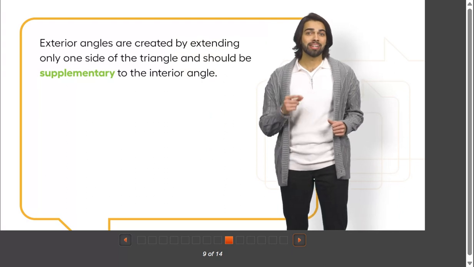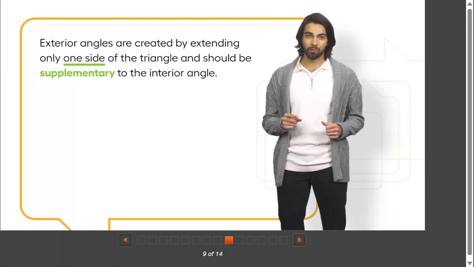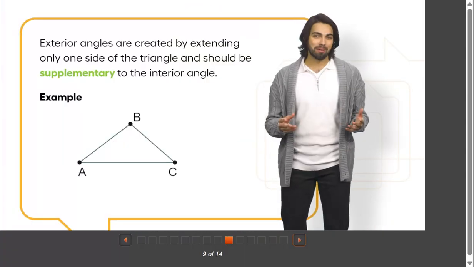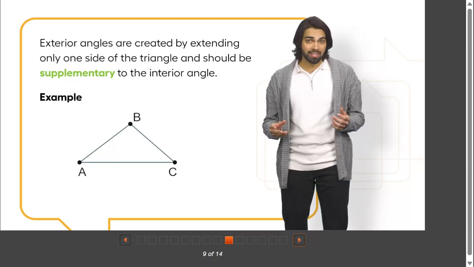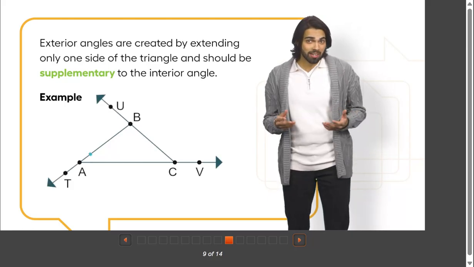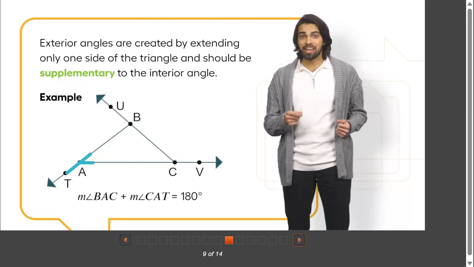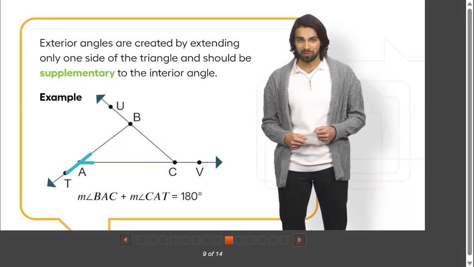But just because we can pick how to extend, that doesn't mean we can draw any extra line segments. Exterior angles are created by extending only one side of the triangle and should be supplementary to the interior angle. That means the measures of an exterior angle and its corresponding interior angle should add up to 180 degrees. For example, if we extend this triangle's sides like this, we can see these angles are supplementary. The measure of angle BAC plus the measure of angle CAT equals 180 degrees.